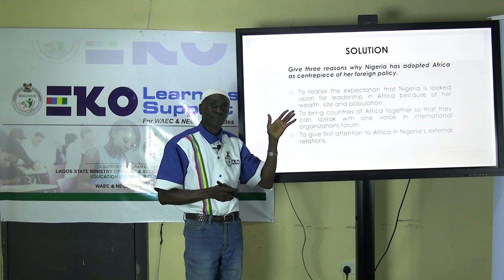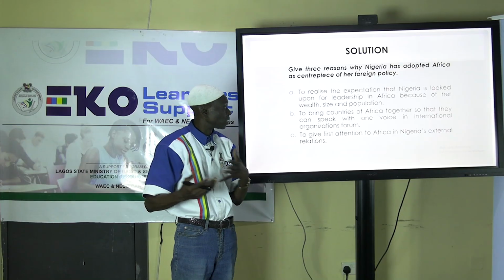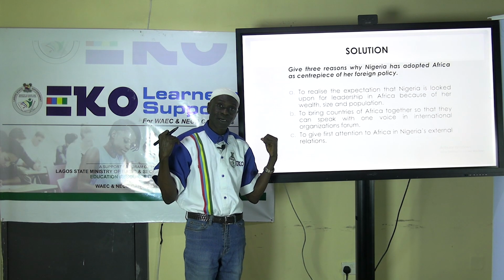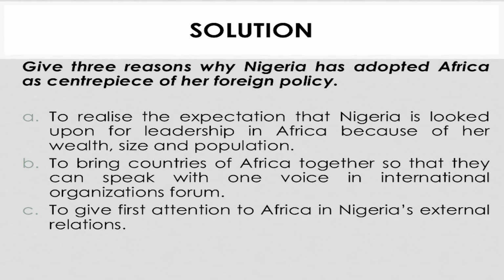Probable solutions. I say probable because we can get more of other points from what we have outlined previously. You have to give 3 reasons why Nigeria has adopted Africa as centerpiece of our foreign policy. Number 1, to realize the expectation that Nigeria is looked upon for leadership in Africa because of our wealth, because of our size, because of our population. B, to bring countries of Africa together so that they can speak with one voice in international organizations forum. C, to give first attention to Africa in Nigeria's external relations.